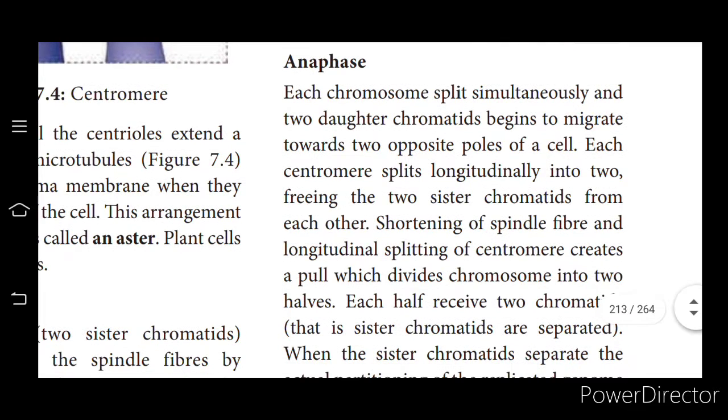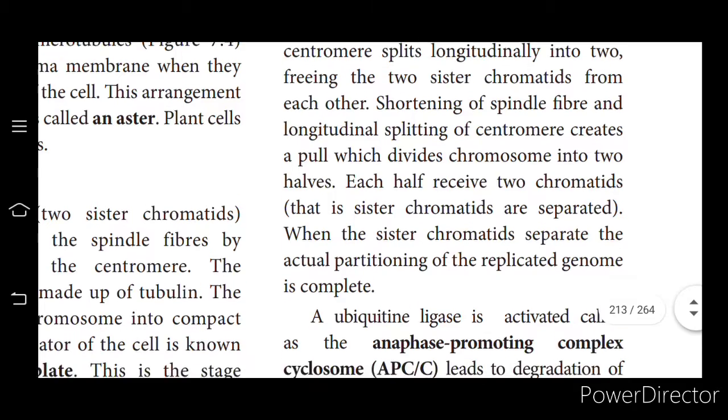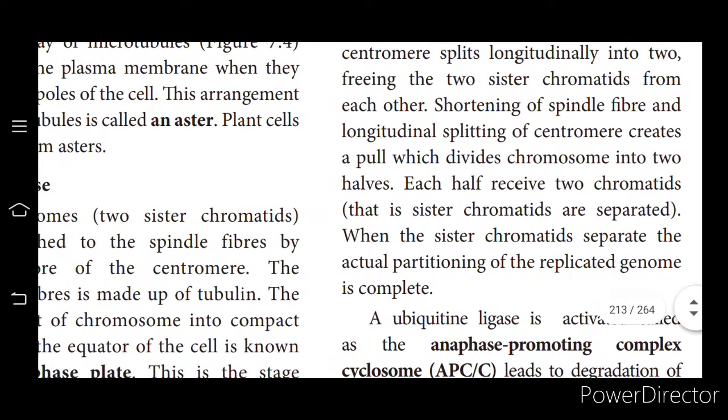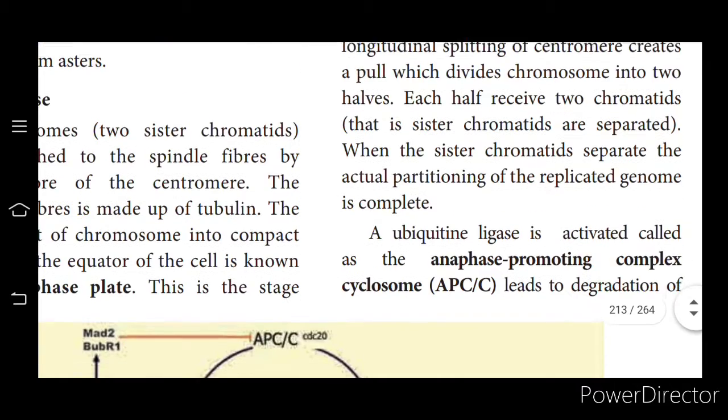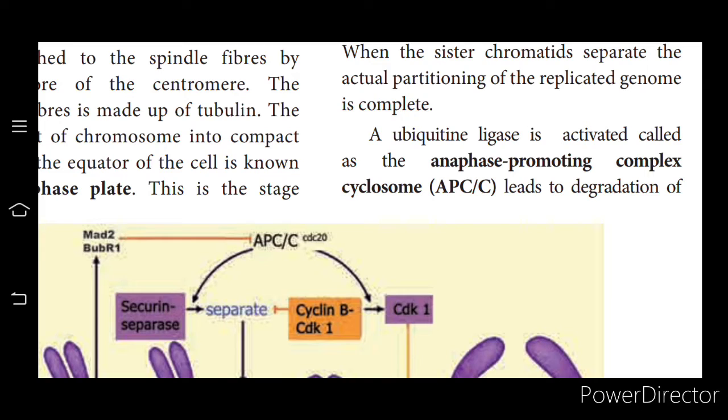Then, coming to the anaphase. This is the most important phase, where chromosomal abnormalities should not occur. Each chromosome splits simultaneously and the two daughter chromatids move to the poles of the cell. Shortening of the spindle fibers and longitudinal splitting of the centromere creates the pull, which divides the chromosome into two equal halves. Each half is received by a different pole. Sister chromatids separate and the actual partitioning of the replicated genome is complete.